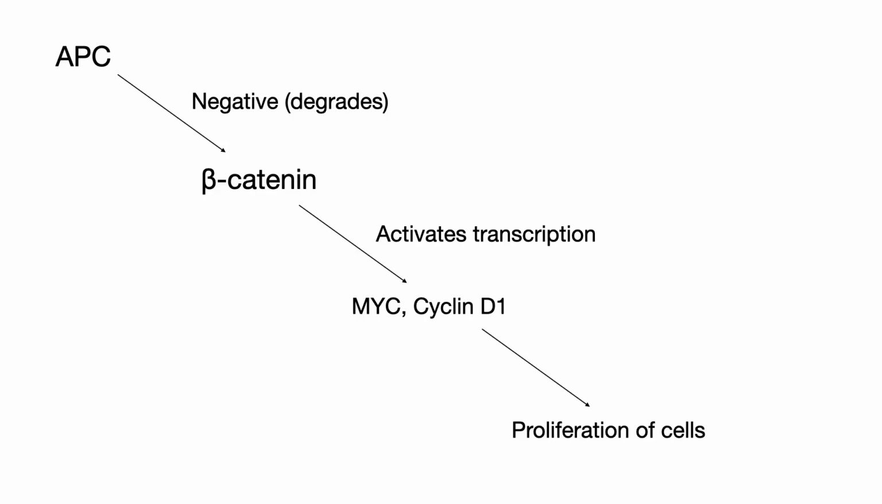So APC normally is a negative effector of beta-catenin, or it degrades it. So if you have a mutation in the APC gene, you're going to have more beta-catenin. That activates transcription of the MYC and cyclin D1 genes, and then those lead to proliferation of cells. Anytime you have proliferation of cells, you risk the hyperplasia, dysplasia, carcinoma pathway, and then you develop a neoplasm.